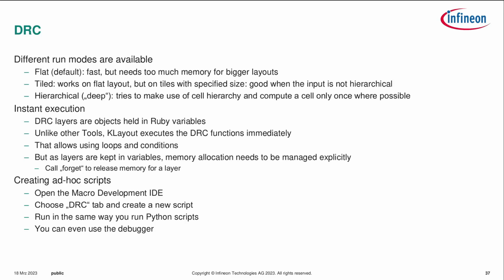And DRC has 3 different run modes. So one is flat. It's essentially a very fast mode, but it's quickly prohibitive in terms of memory consumption. So you can use flat mode if you have very small layouts like single standard cells, things like that. There's tiled mode, which essentially walks over the layout in tiles. So it takes a small clip from the layout, works on it, and then proceeds to the next one.